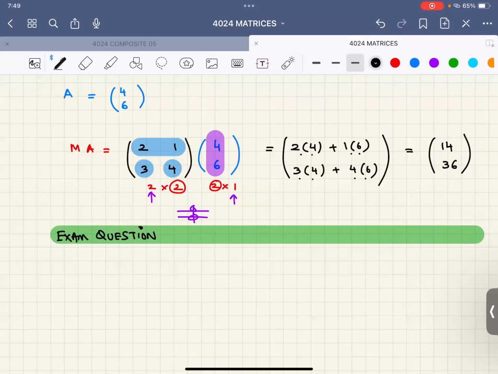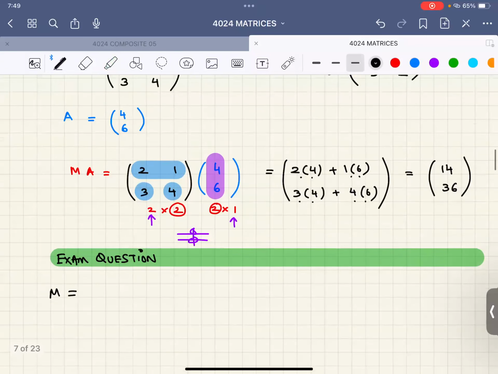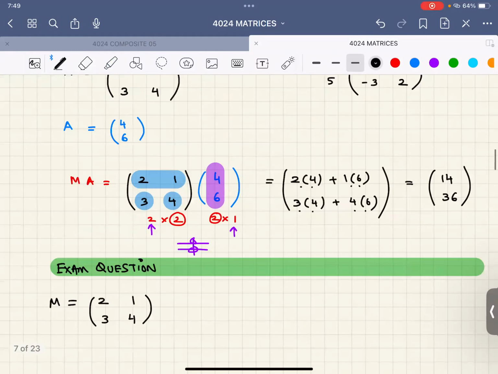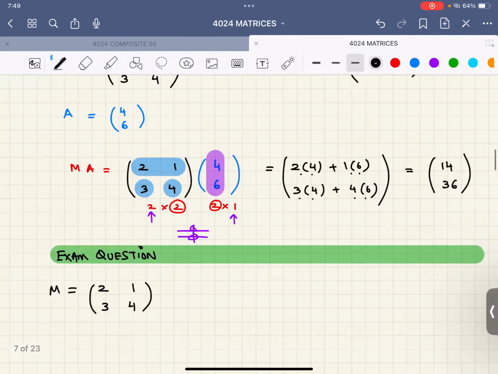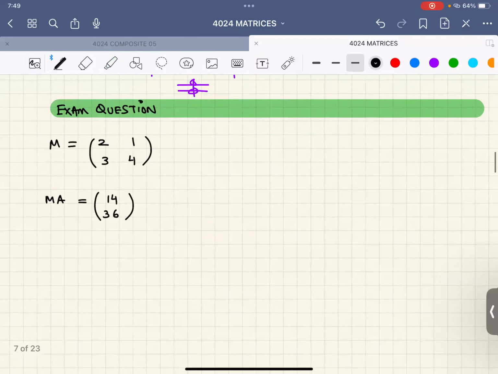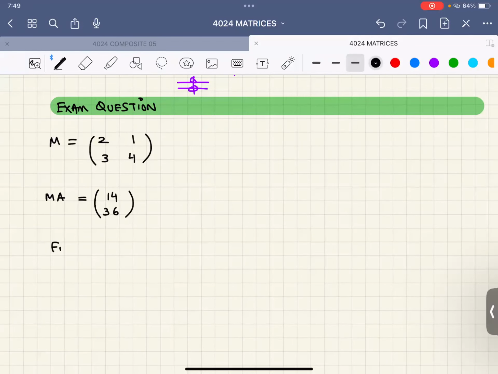They can give us matrix M, which is 2, 1, 3, 4. And they can give us A, which is 4, 6. Actually, no. They can give us MA, that is 14 and 36. And they can ask us, find A.